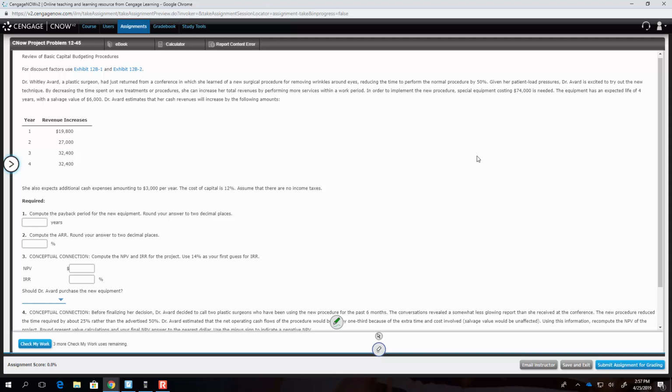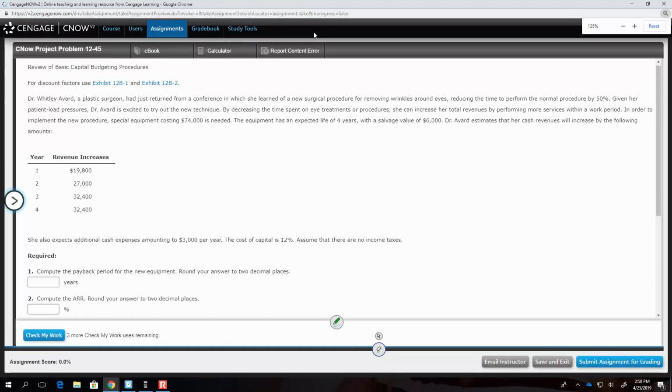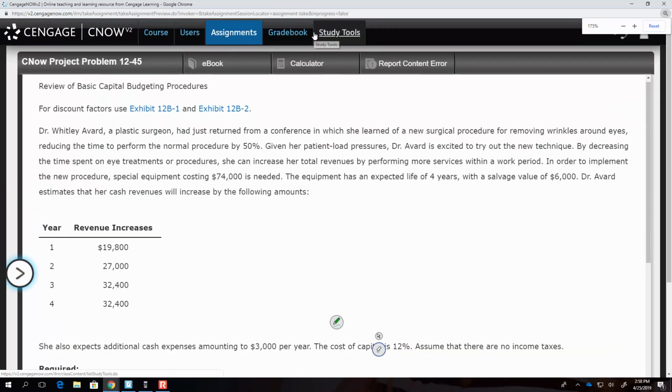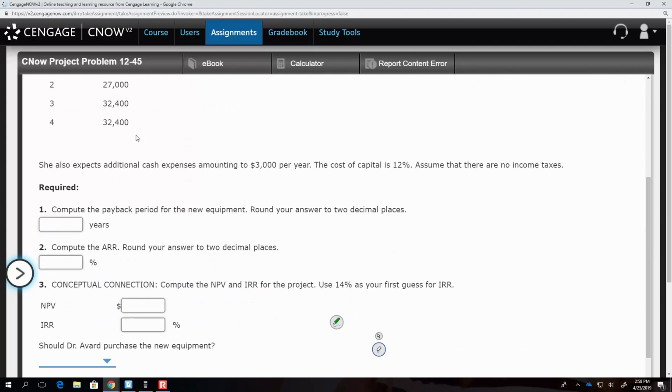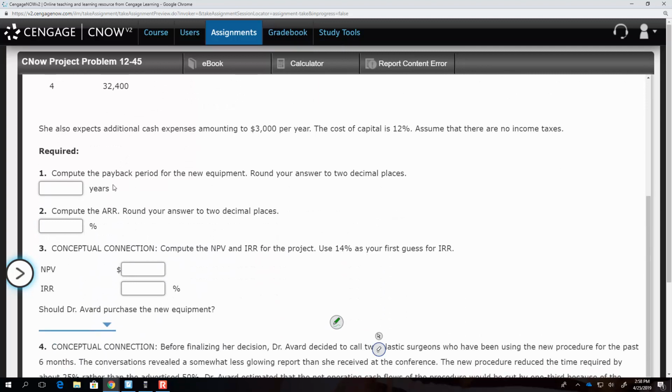All right. So I have shown here, let me make this bigger, here's the problem in C now, exactly like it's in the book. Requirement number 1, compute the payback. Round your answer to 2 places, right? Requirement number 2, accounting rate of return. Round your percent to 2 places.